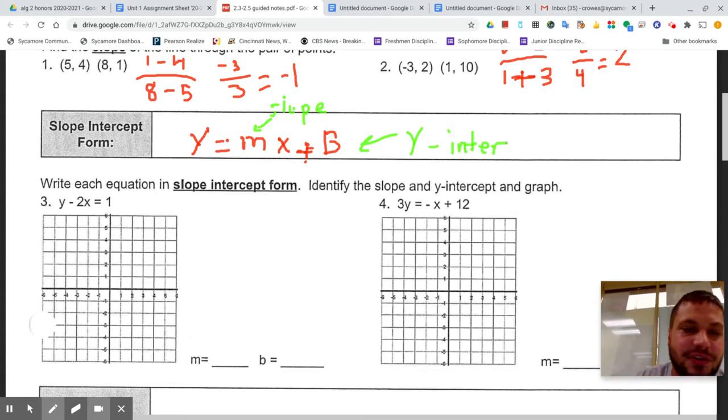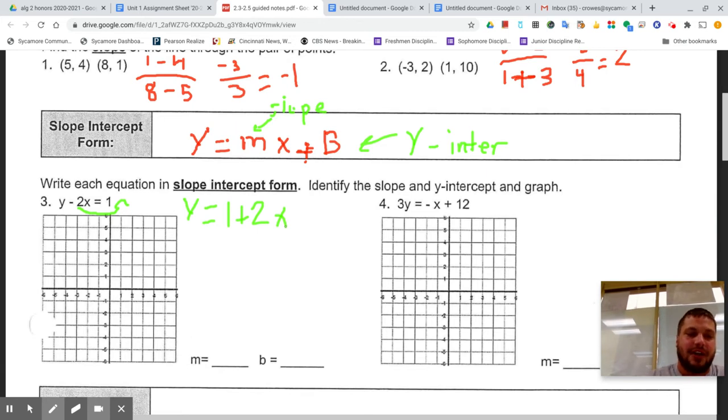Okay, so write each equation in slope-intercept form, which basically means just get the y by itself, and then identify the slope and y-intercept. So here, I want to get this y by itself. So the first thing I need to do is add my 2x to the other side since it's negative. So I have y equals 1 plus 2x. The slope is the number that's connected to the x. The y-intercept is the constant or the number that has no x value attached to it.